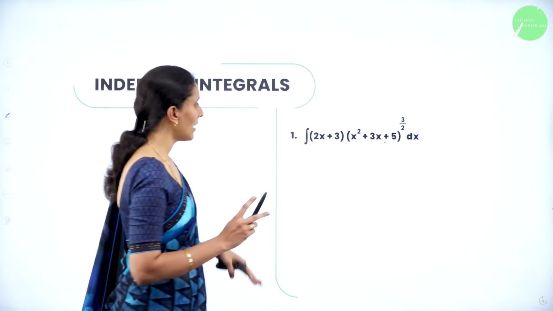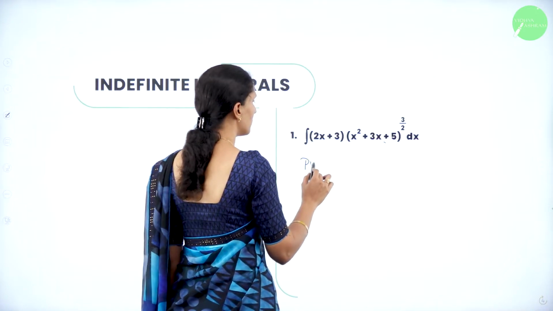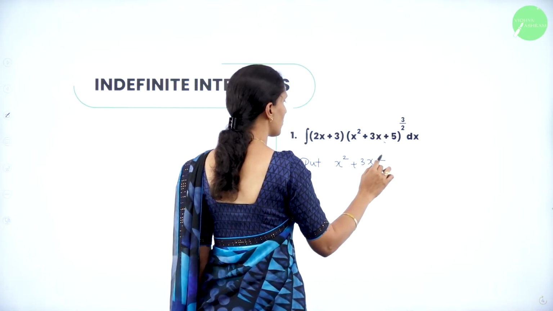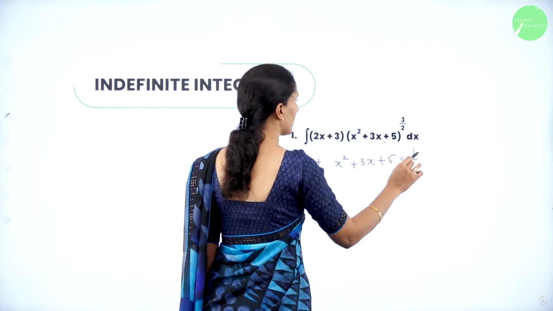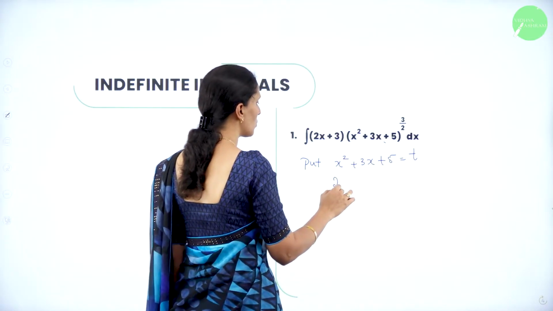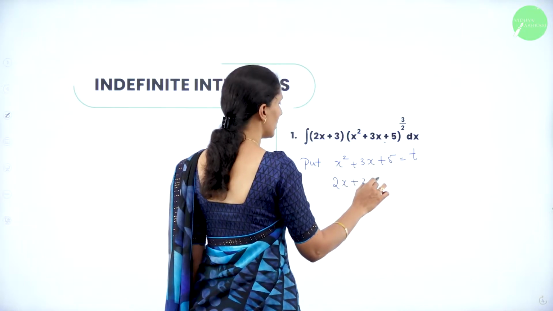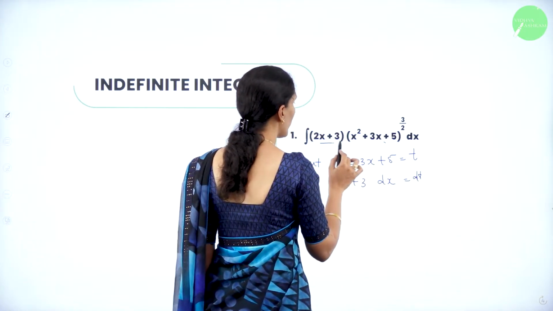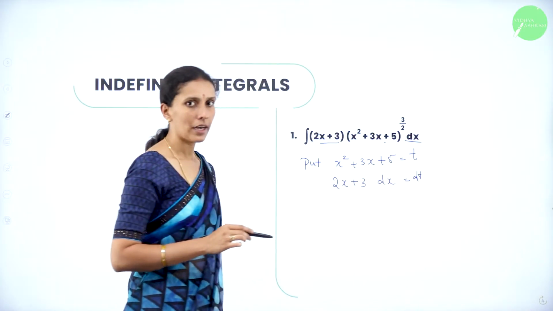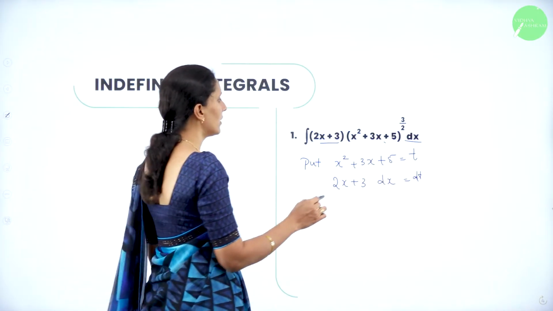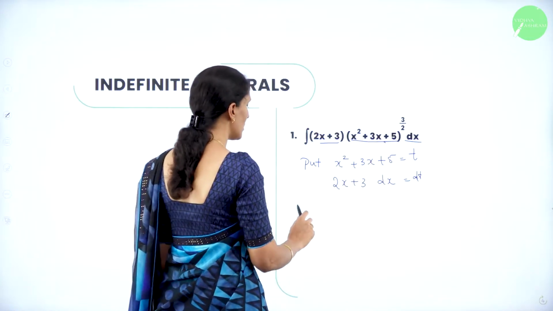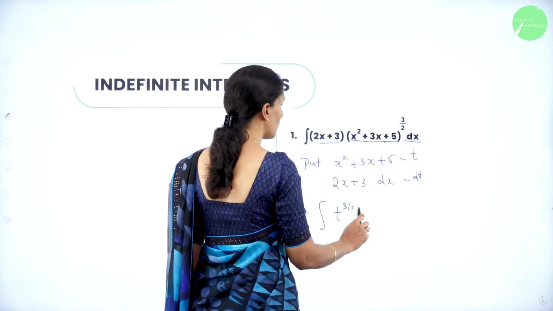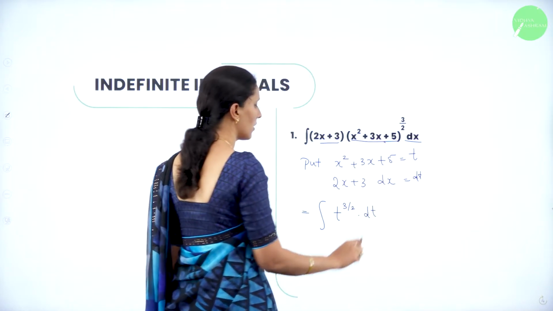So let us evaluate this first. Put x square plus 3x plus 5 is equal to t. Derive the equation, it is (2x plus 3) dx is equal to dt. Now (2x plus 3) dx can be written as dt and this can be written as t. So the equation becomes t to the power 3 by 2 into dt.